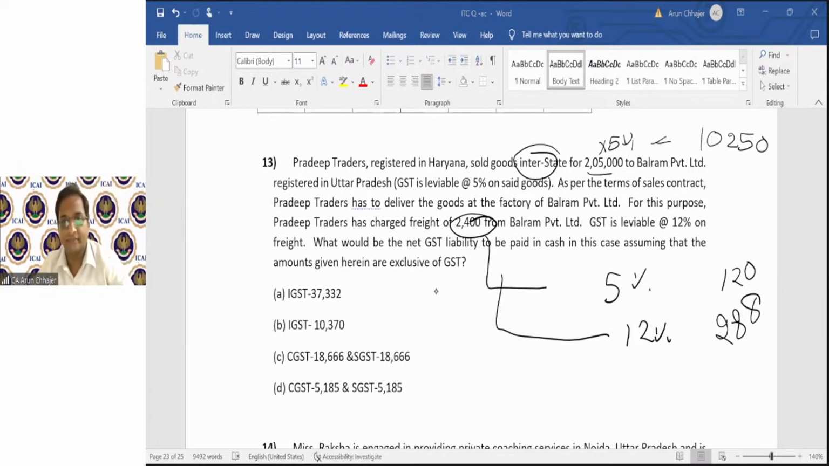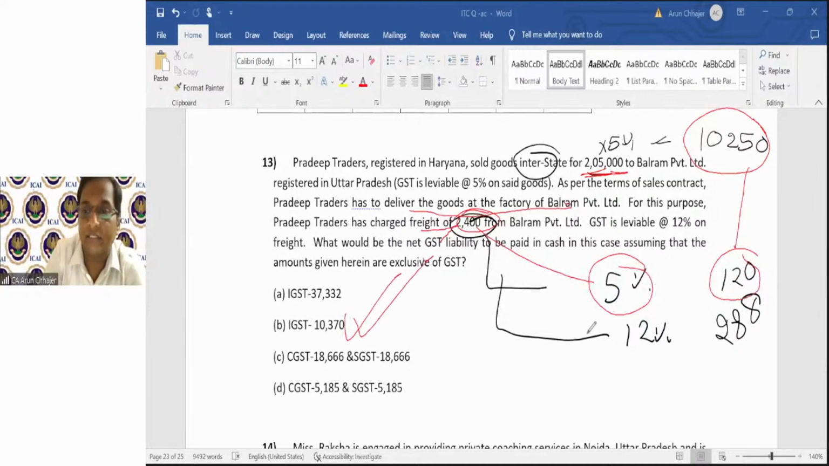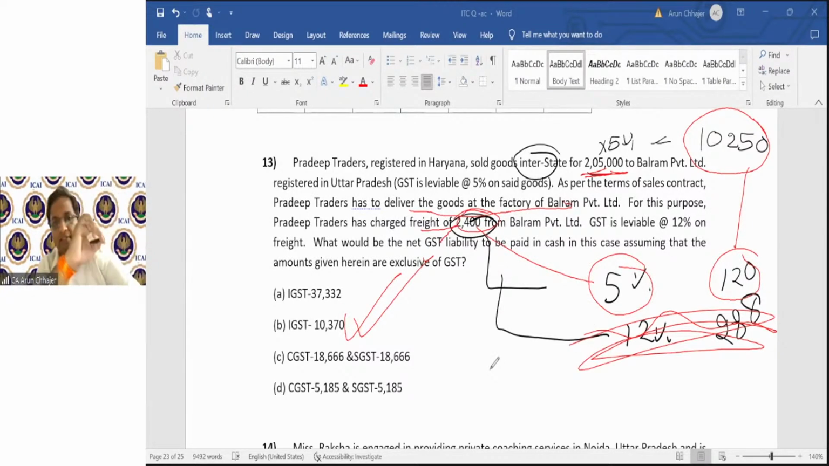So what is the right answer? We all know that if concept of composite supply, if you have to deliver the goods at the factory of the Balram, it means it is a concept of inclusion of the freight, insurance naturally bundled. So it becomes the composite. Whatever the rate applicable on the principal, same rate will be applicable on the ancillary like freight, insurance, etc. So in this case, 10,250, and on the freight also the 5% would be chargeable. So the total would be 10,370. This is the right answer. Any confusion, please ask.